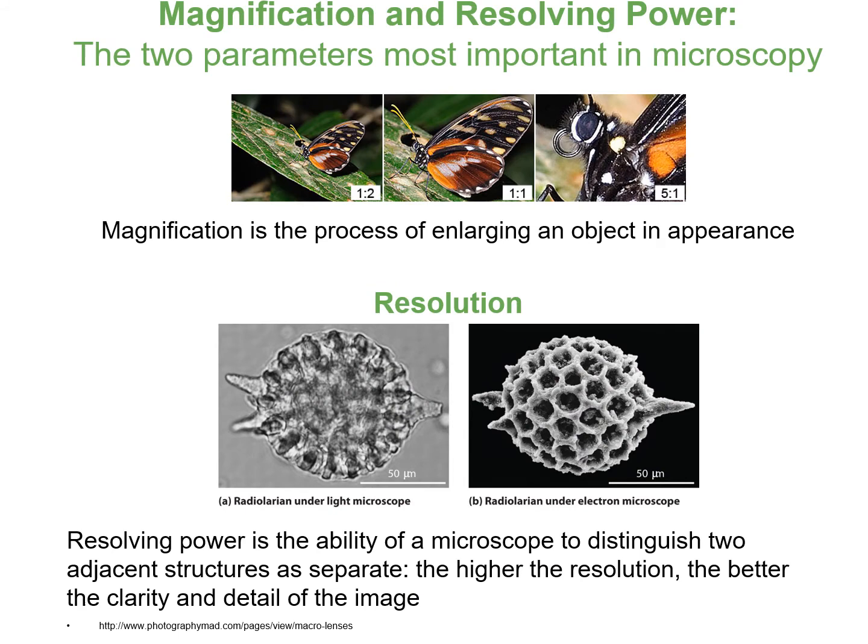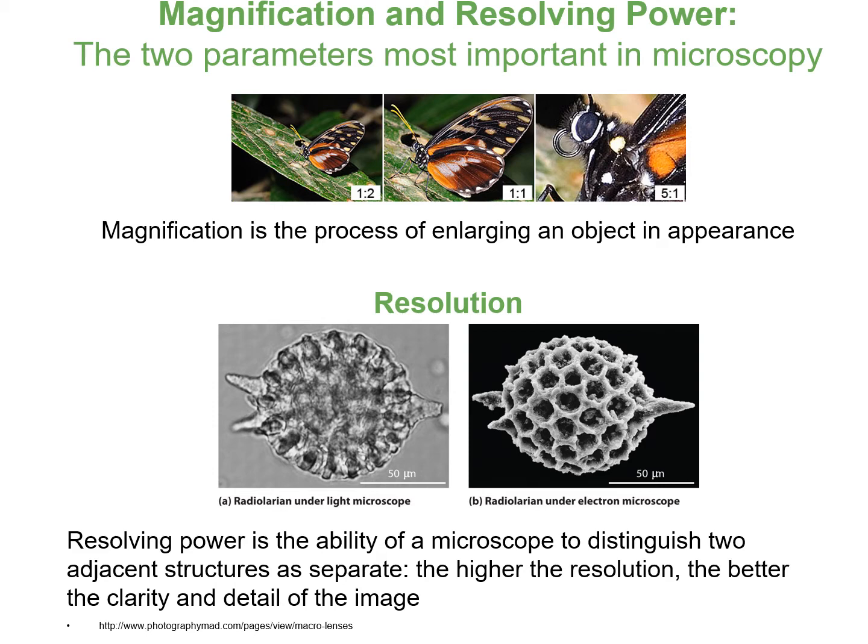On this slide, I just want to talk about some really important definitions that you should be familiar with in terms of magnification and resolving power when we talk about microscopy. Magnification is the process of enlarging an object in appearance. And resolving power is the microscope's ability to distinguish two adjacent structures as separate. So the higher the resolution, the better the image's clarity and detail.